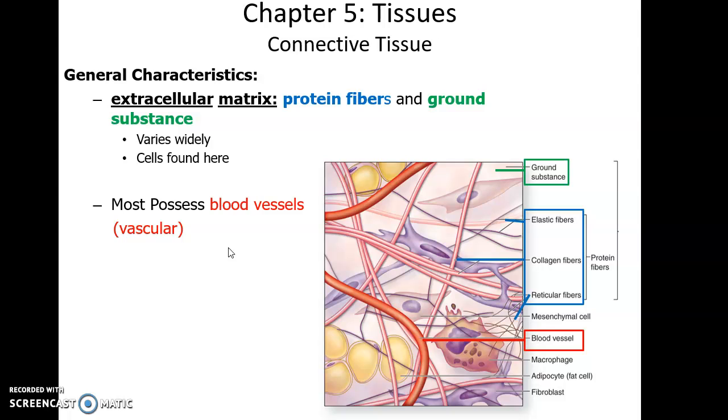So most, but not all, connective tissues have a lot of extracellular matrix. There's a lot of material outside of the cells. And this includes protein fibers, which this cartoon shows as little tubes or lines stretching out, and ground substance, which is just all the material between the protein fibers and the cells. And again, these are structurally very distinct. And usually the cells are pretty scattered throughout this extracellular matrix. Also, most connective tissue has blood vessels. So it's vascular, possesses blood vessels.